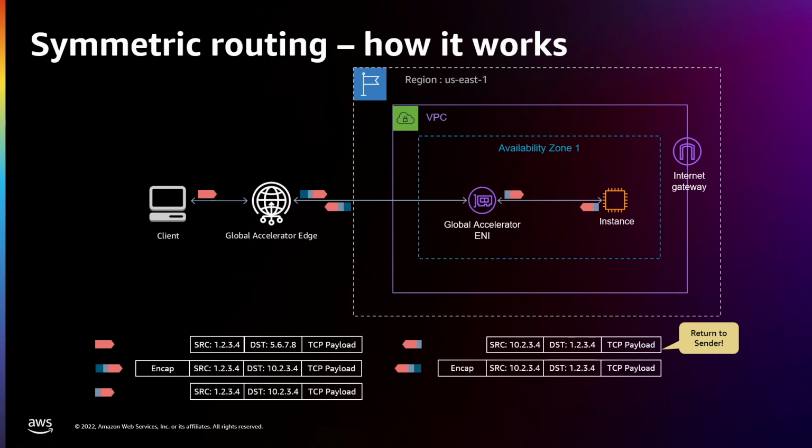An encapsulation header is attached to the packet, and the packet goes back to the edge location where it came from. And finally, the edge location removes the encapsulation header, changes the source IP address back to the static IP address of the accelerator, and sends the traffic back to the client. As you can see, both the client and the endpoint are completely network transparent.